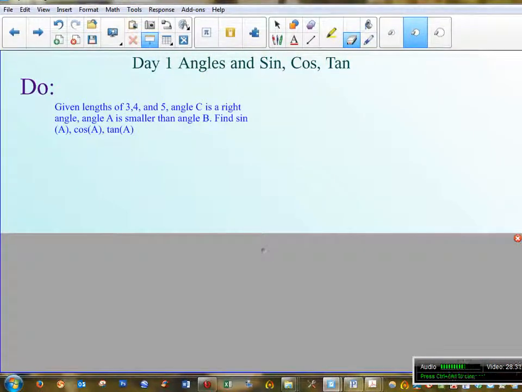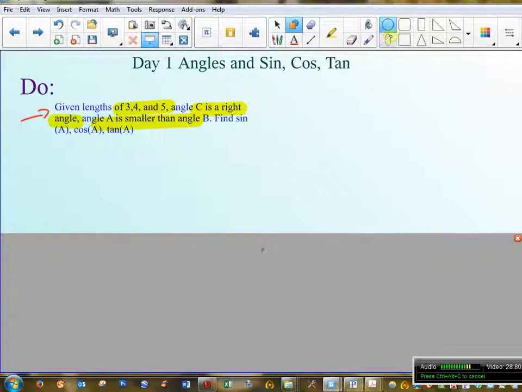Okay, things we need to do for homework 1 are look at the description of some kind of a triangle, and you have to read through that description carefully so you don't miss any important information. We have lengths of 3, 4, and 5. Angle C is a right angle, so we're dealing with a right triangle. Angle A is smaller than angle B, and our job is to find sine of angle A, cosine of A, and tangent of angle A.